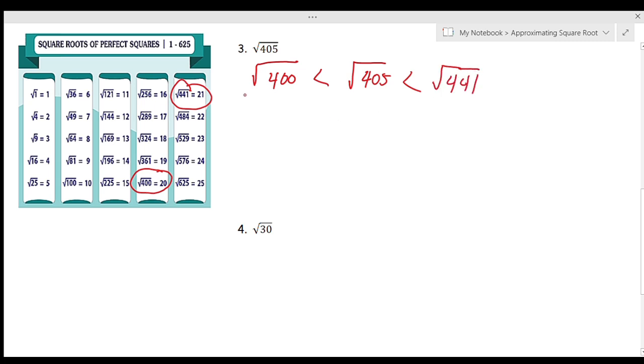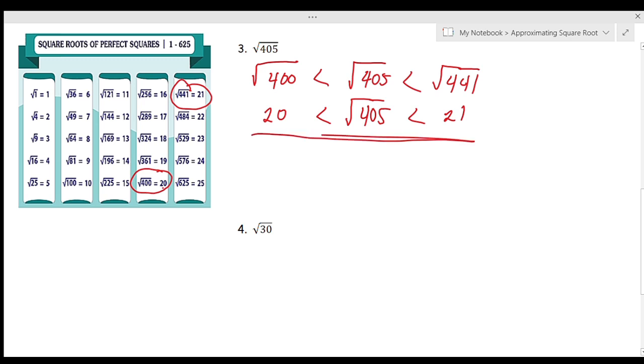Next step natin is to extract, kukunin natin yung square root of 400. The square root of 400 is already here. We have 20. And then copy the square root of 405 rather. And we have the square root of 441 is no other than 21. So therefore, our answer to this one is the square root of 405 lies between 20 and 21, or lies in between the integers 20 and 21. So that will be our final answer.